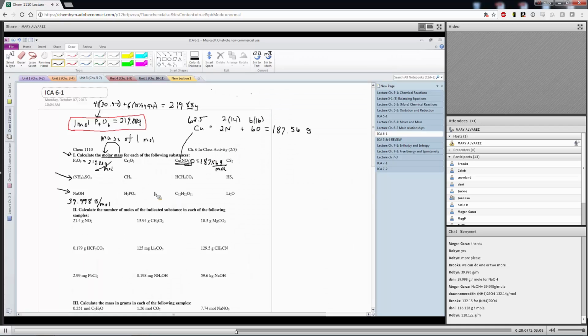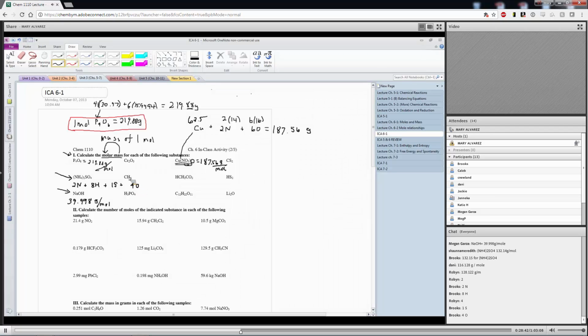So ammonium, note you're going to have to multiply this through, right? So how many nitrogen atoms do we have in ammonium sulfate? 2 nitrogens. How many hydrogen atoms? 8 hydrogen atoms. Good. How many sulfurs? 1 sulfur. And how many oxygens? 4 oxygens. Okay.